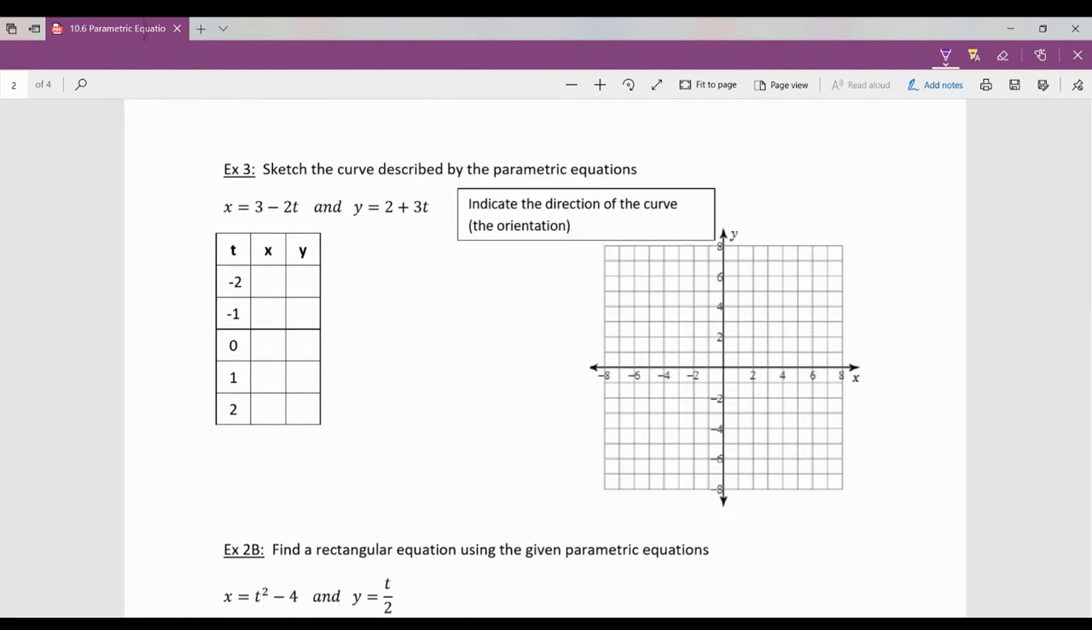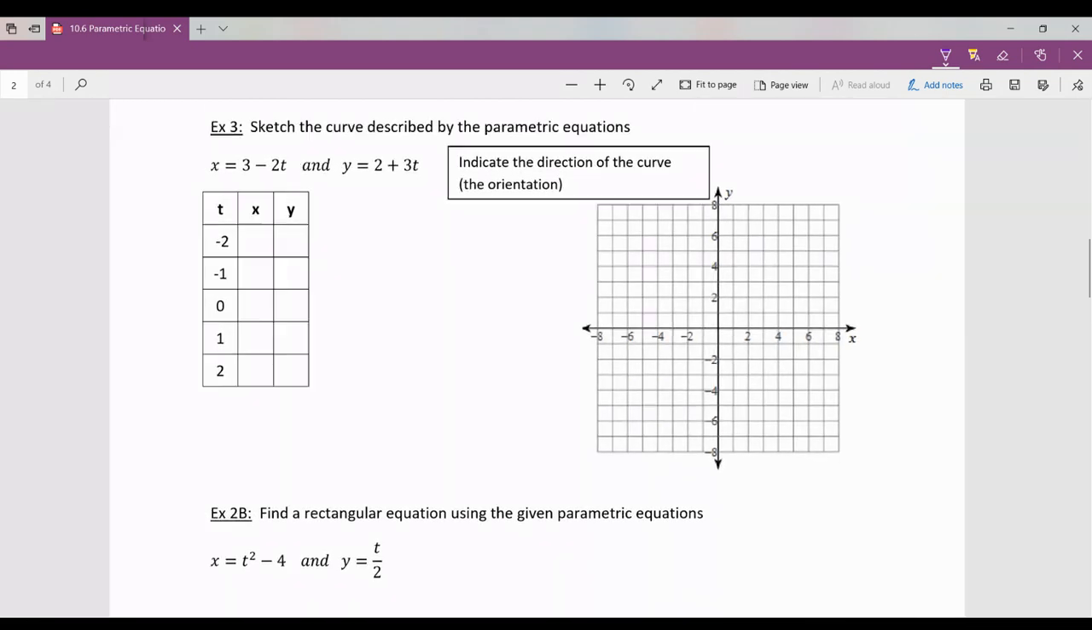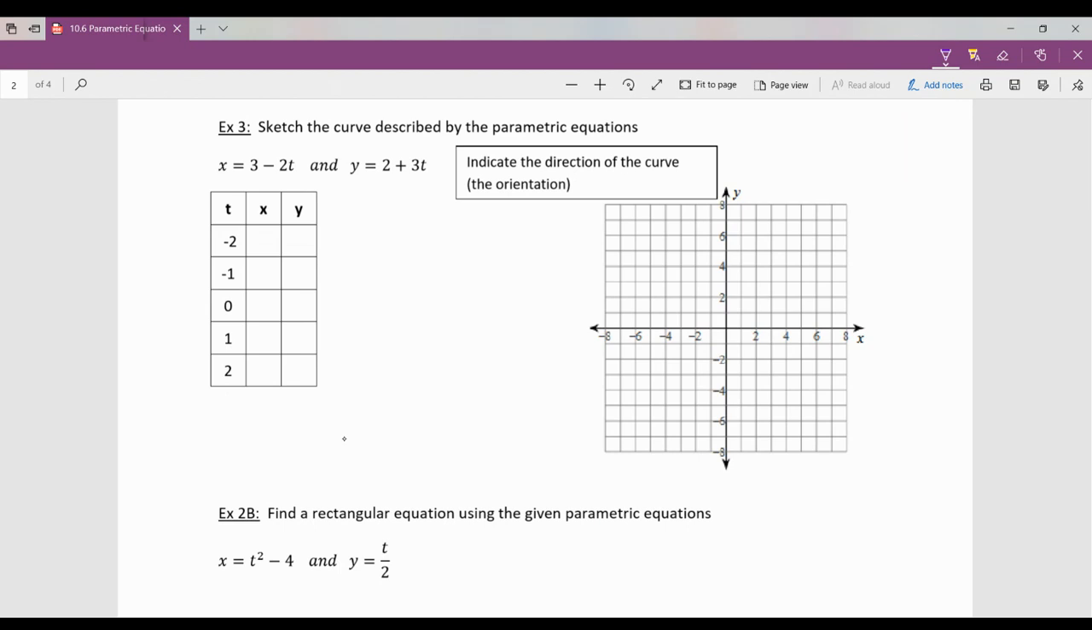So we're going to do the same exact thing. We're just finding x's and y's. So plugging in -2. So whoa, I keep zooming in. I don't know what's going on today. Sorry, guys. So we've got x equals 3 minus 2 times -2. So we got 3 plus 4, so x is 7. And then y is 2 plus 3 times -2. So 2 plus -6, so that's -4.